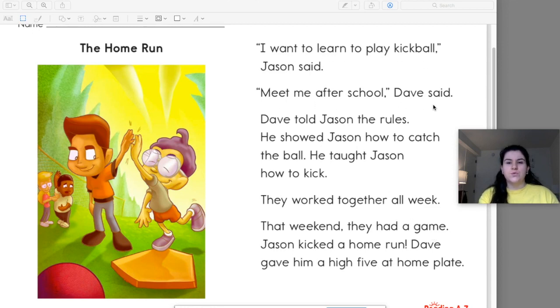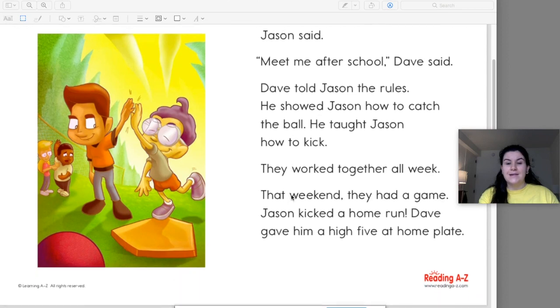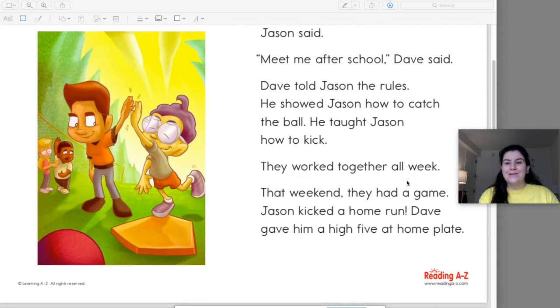Meet me after school, Dave said. Dave told Jason the rules. He showed Jason how to catch the ball. He taught Jason how to kick. They worked together all week. That weekend, they had a game. Jason kicked a home run. Dave gave him a high five at home plate.